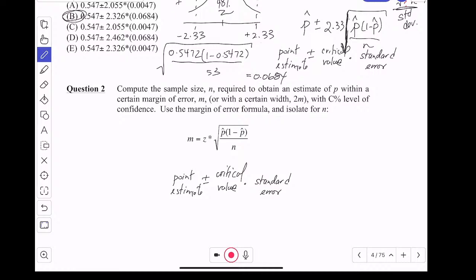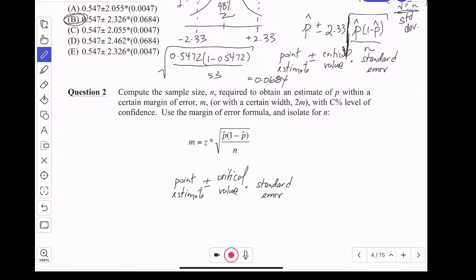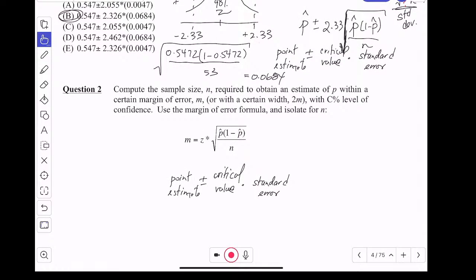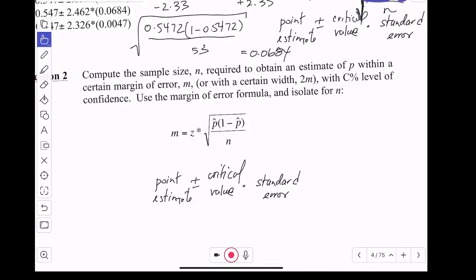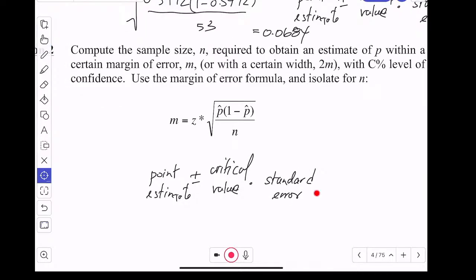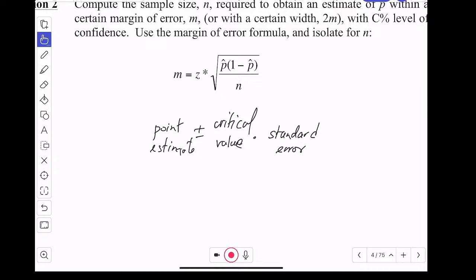All right, so this is the general form of the confidence interval. And for our case, we're talking about P, so it's P hat plus or minus Z star square root of P hat times 1 minus P hat over n.